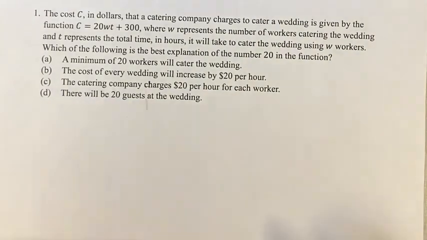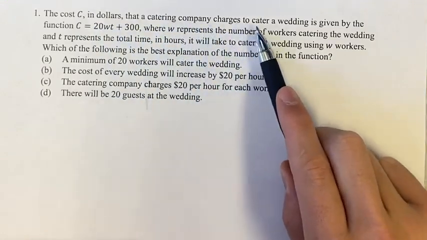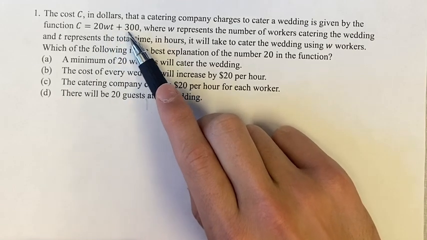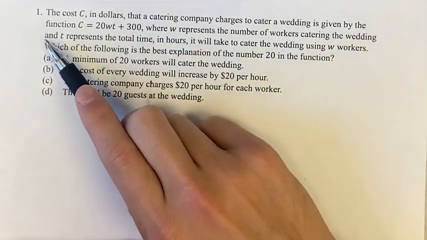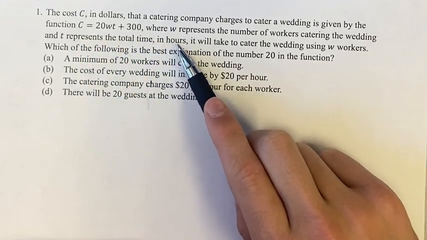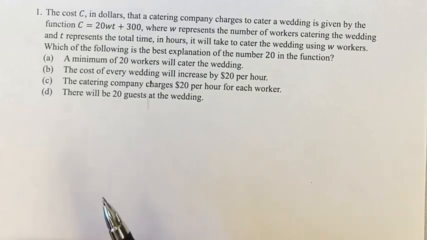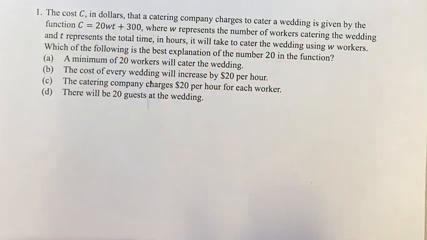In this problem, we're told the cost C in dollars that a catering company charges to cater a wedding is given by the function C is equal to 20WT plus 300, where W represents the number of workers catering the wedding and T represents the total time in hours it will take to cater the wedding using W workers. We're asked which of the following is the best explanation of the number 20 in the function.